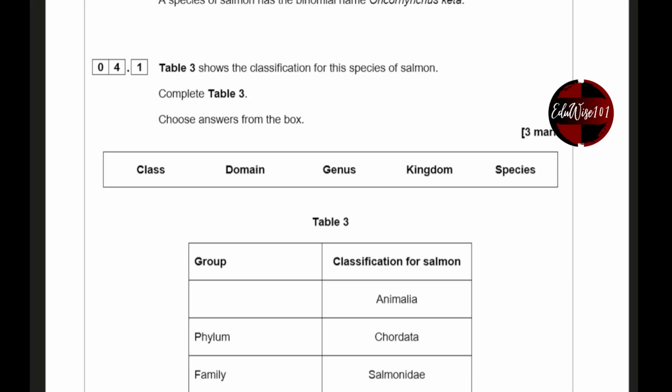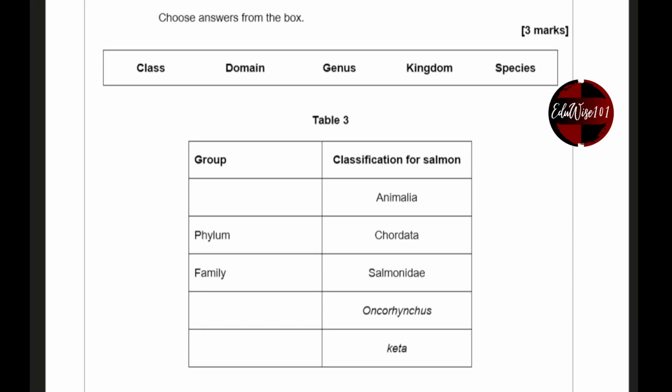Complete table 3, choose the answers from the box. So you have class, domain, genus, kingdom, and species. These are different group names which need to be filled in here. Now there's a very specific order. The group names always start with kingdom, and then comes phylum, then family, then genus, and finally species.